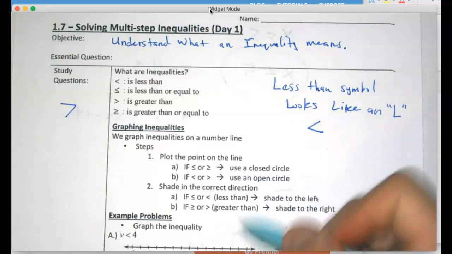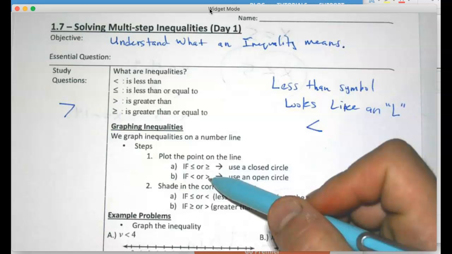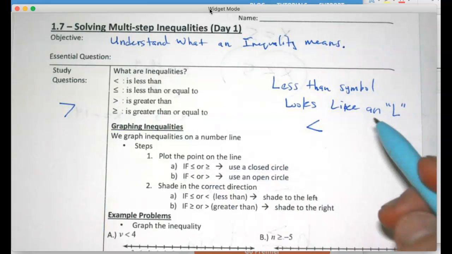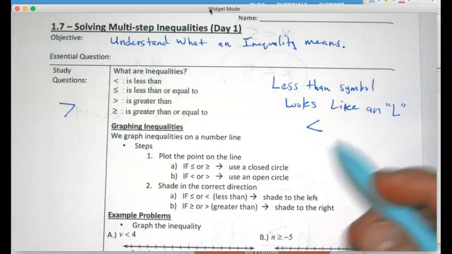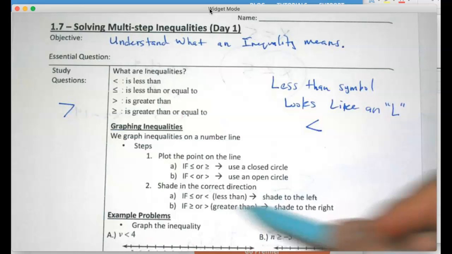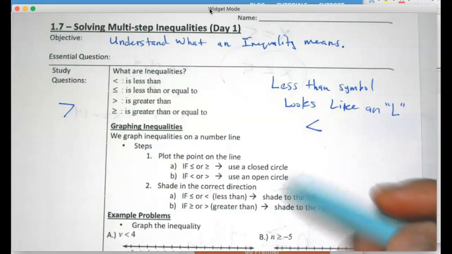You'll see in a second, the two symbols without the equal to part leave the circle open. And then you shade in the direction of the symbol, right? The less than symbol means shade to the left. The greater than symbol means shade to the right. So I'm going to just move along with this.